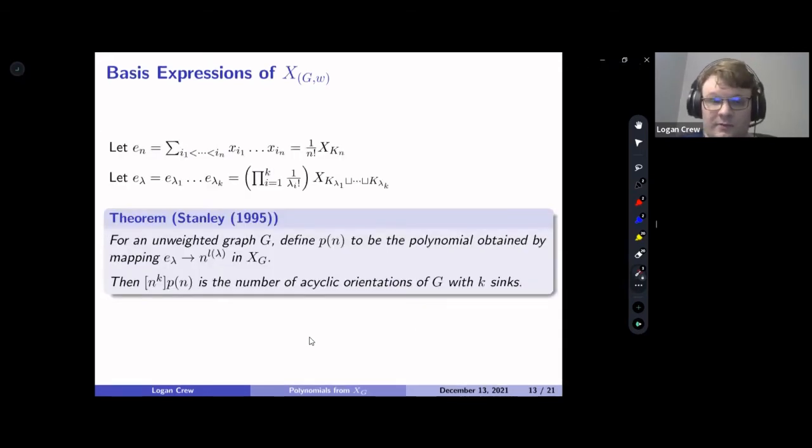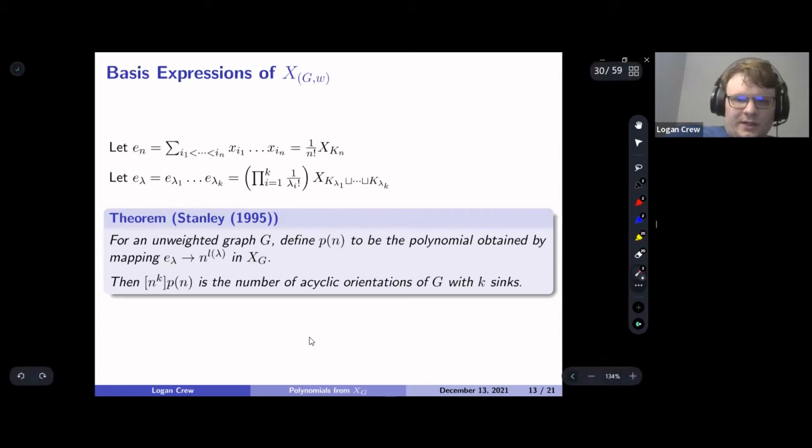I also mentioned before the evaluation on negative integers. This is somehow captured by a different basis, this elementary symmetric function basis. So in this context, E sub n is going to be the sum over all monomials in distinct variables. This is what you would get if you took the chromatic symmetric function of a clique. And we have to adjust by a factor of 1 over n factorial because, for example, the coloring 1, 2, 3 on this triangle occurs 3 factorial times.